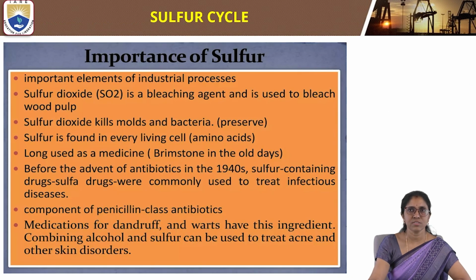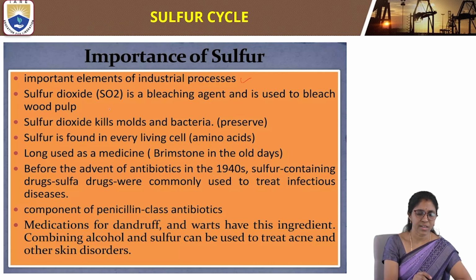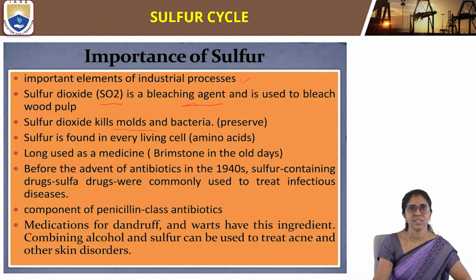So what is the importance of sulfur? It is very important and is used in industrial processes. Sulfur dioxide, a combined form of sulfur, is used as a bleaching agent to bleach wood pulp. Sulfur dioxide also kills molds and bacteria.